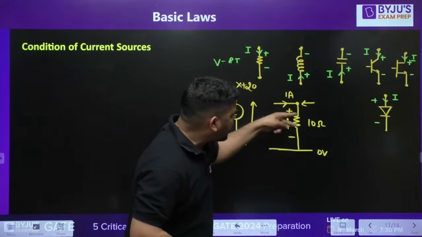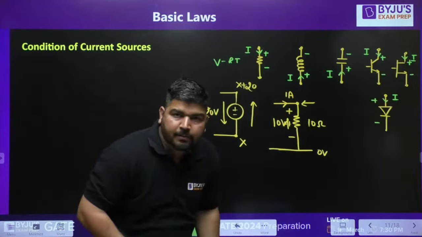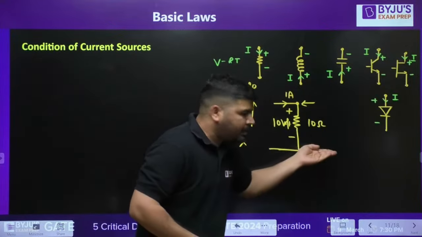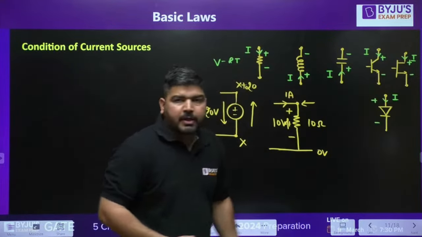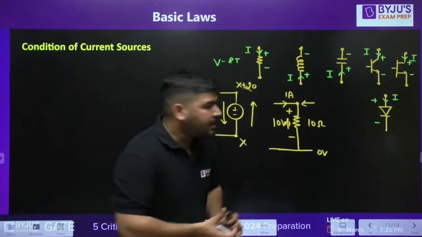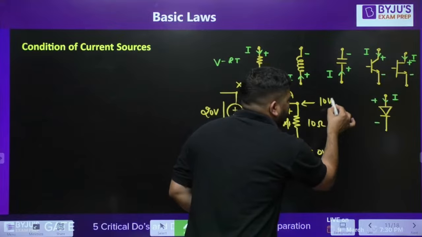According to Ohm's law, this voltage has to be I into R. There has to be 10 volt, and the polarity should be like this. Now, if this level is at 0 volt, can you tell me the level of this voltage? Since you are going from minus to plus, you have to add it. It means this has to be 10 volt.